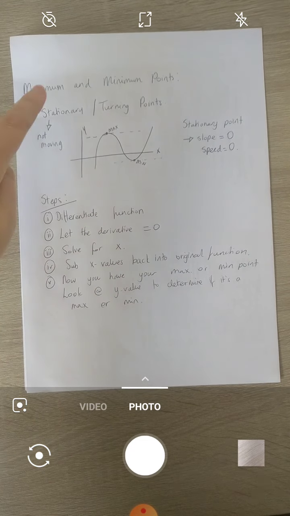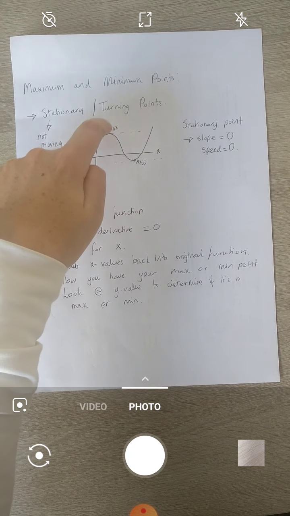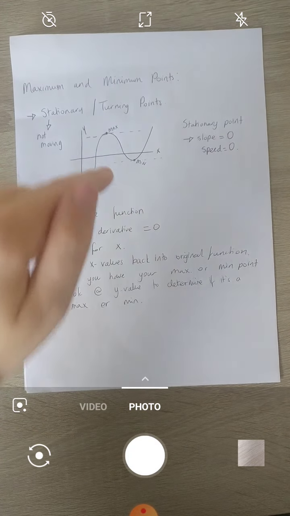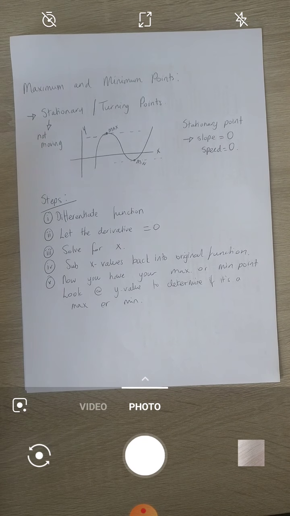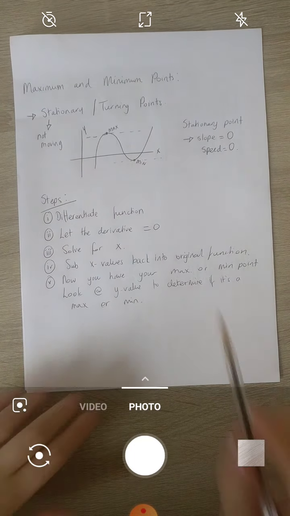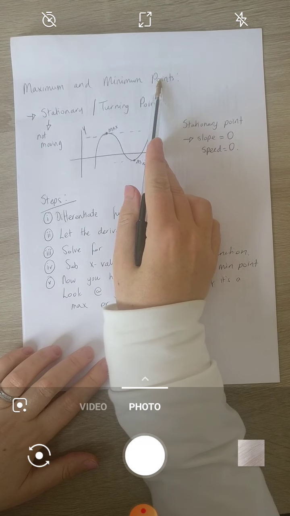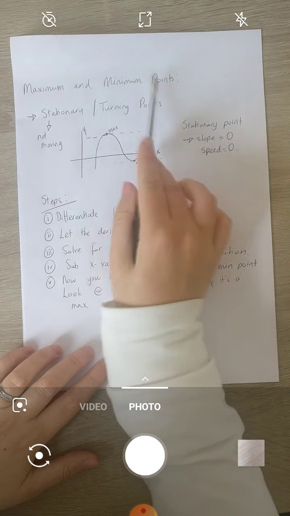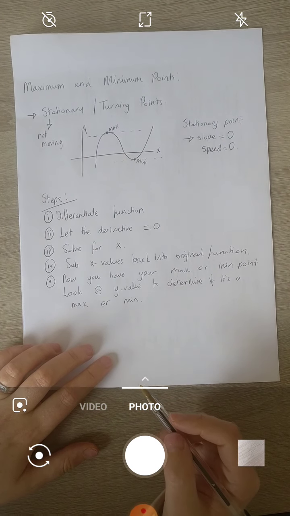So that's why it's called a stationary point, because at the turning point, or at the maximum point or the minimum point, it is actually not moving. It stops and goes again in the other direction. We obviously don't notice that when we're looking at a football, but that is what's happening here. So: stationary point, turning point, maximum point, minimum point. In the question, it could be referred to as any of them, so you need to make sure that you actually know the language here.